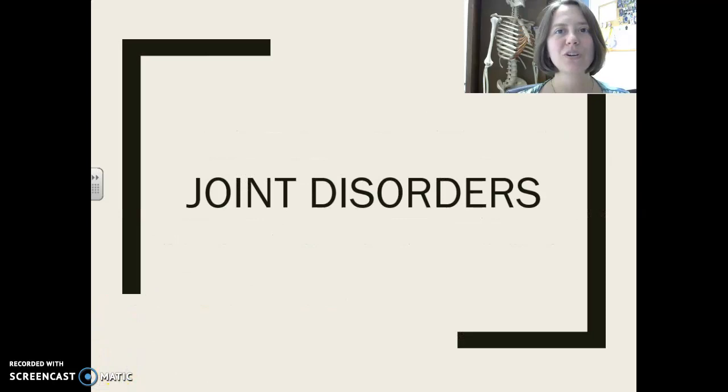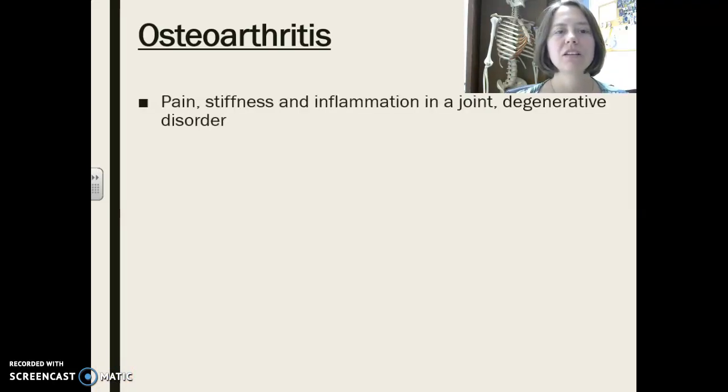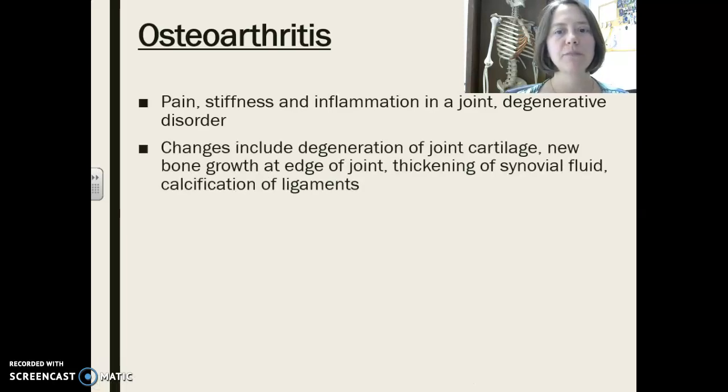Now we're going to talk about joint disorders. What could possibly go wrong with your joints? A pretty common joint disorder is osteoarthritis. In our medical terminology, osteo is bone, arthro is joints, and itis is inflammation. So that means pain, stiffness, and inflammation in a joint, and this is a degenerative disorder, which means it gets worse over time. Some changes include degeneration of the joint cartilage, new bone growth at the edge of a joint, thickening of the synovial fluid, and calcification of ligaments.